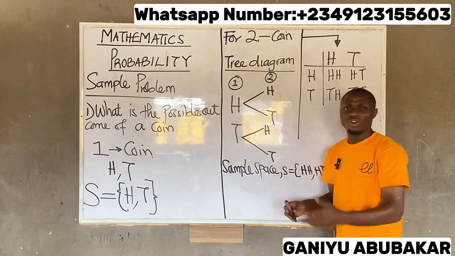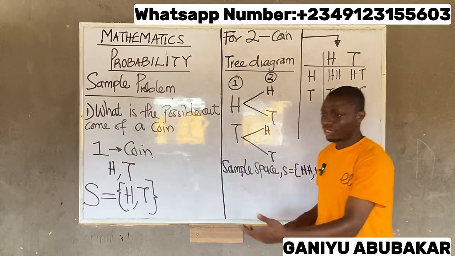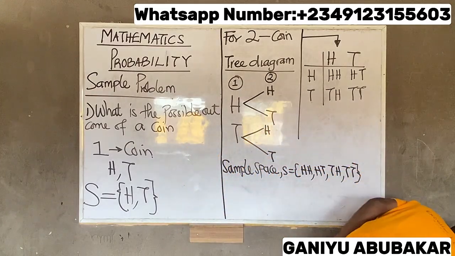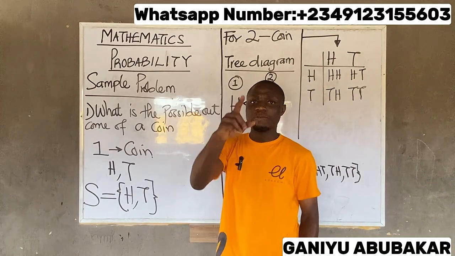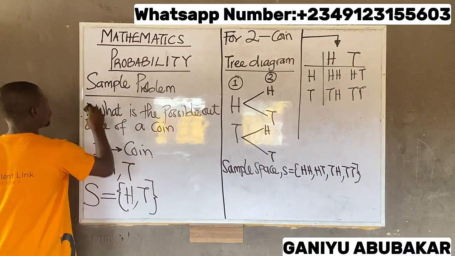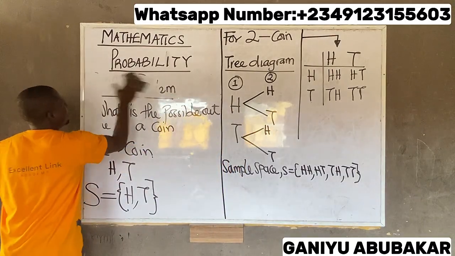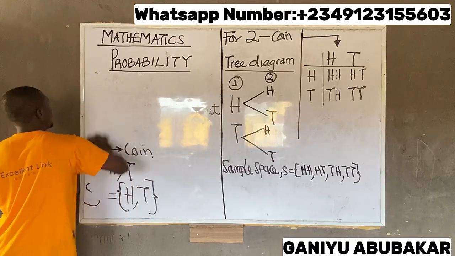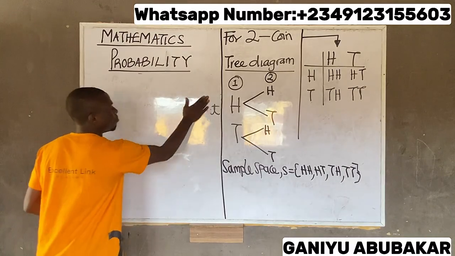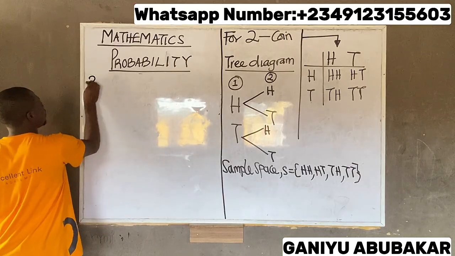What about three coins? What will it be? Let's go for three coins and see what it will be. And you take an assignment for me: do four coins and leave your answer in the comment section. Let's do three coins. What will it be? So let's say I have three coins.